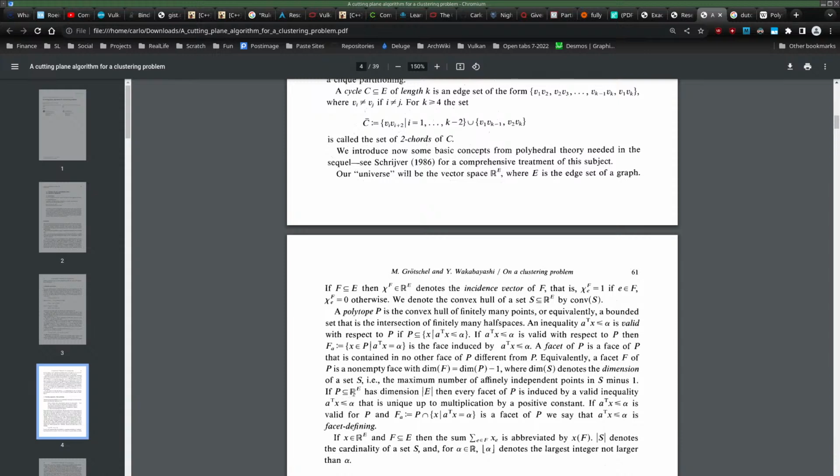The polytope is a subset of the whole space. That's usually the case. Sorry, it has a dimension the size of the number of edges. So it's not flat. It really needs the whole space. Then every facet of P is induced by a valid inequality that is unique up to multiplication by a positive constant.